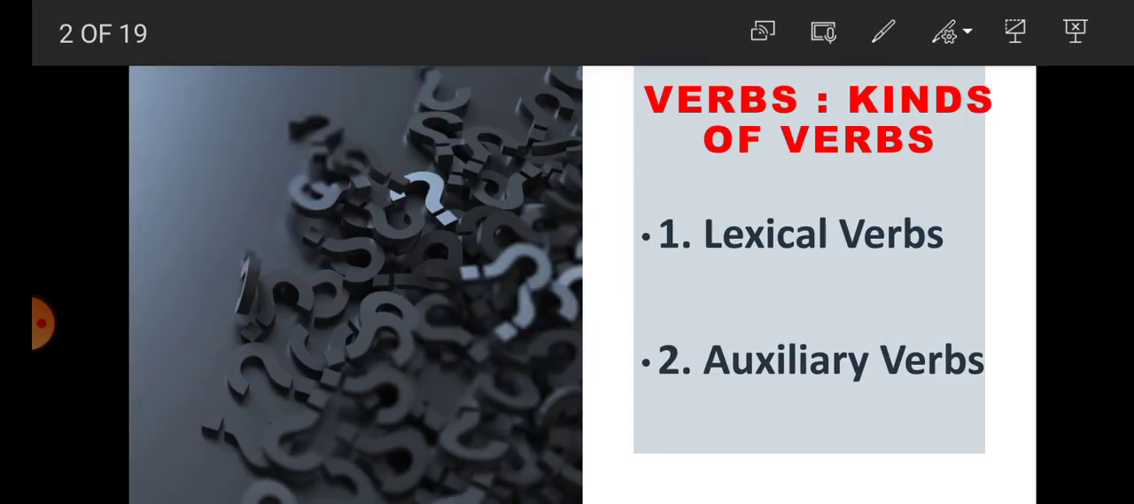Students, today we are going to study verbs, kinds of verb. In this video we are going to classify verb according to the function. In the previous video we have read verbs, kinds of verb, transitive and intransitive. And here, on the basis of function, there are two kinds of verb. Number 1, lexical verb. Number 2, auxiliary verb.